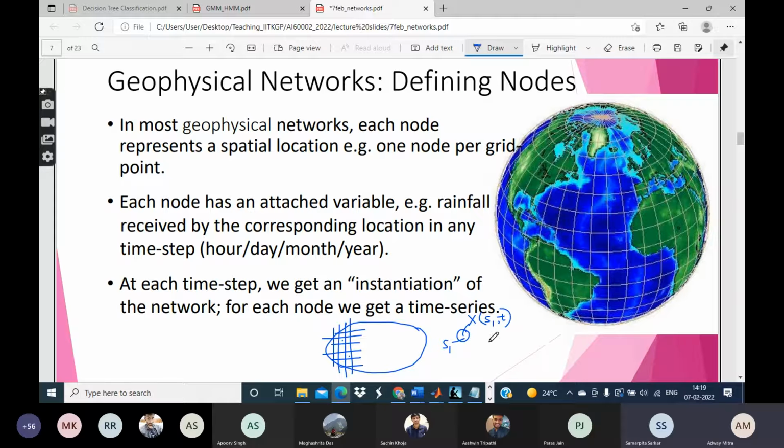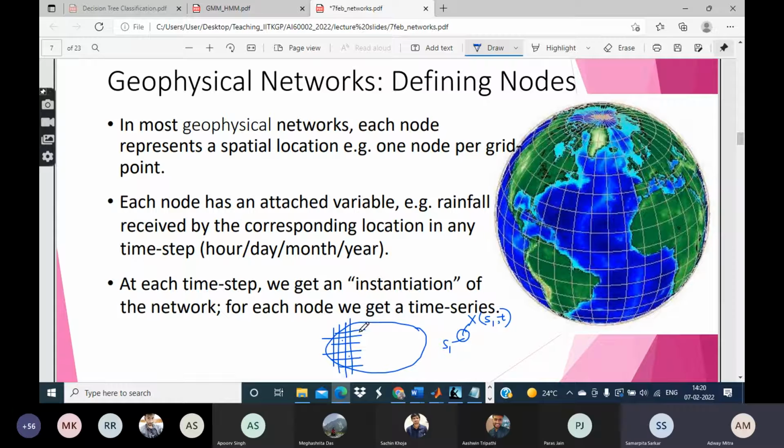But each of the nodes is static in the sense that each of them continues to represent the same set of locations. So if you consider any fixed t, then at one time step we get an instantiation of the network, which means that at every node a value is stored. At t equal to 1, all the nodes will contain some values. At t equal to 2, those values will change and so on. So at every instant we are getting one instantiation of the network; at t equal to 2, we'll get a different instantiation of the network and so on.